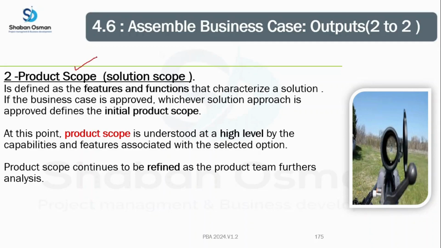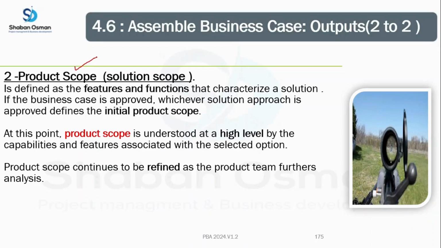At first, I would like to define what is meant by scope. Scope in general is the work required for the specific project. But this is a definition of project scope. What about product scope? Product scope is defined as the features and functions that characterize the final product or the final solution. But I would like to add important information in this process. A product scope or solution scope in this case will be high level.